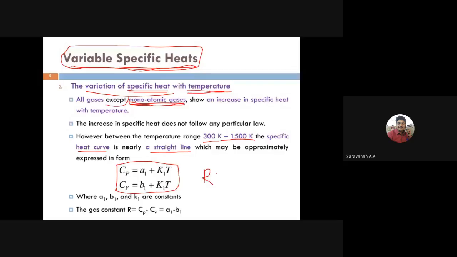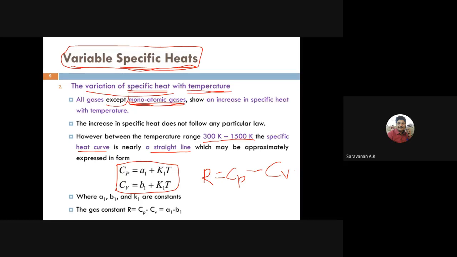by this equation, and the gas constant is Cp minus Cv, right? We already know this term from thermodynamics. The specific heat of any substance is the ratio of the heat required to raise the temperature of a unit mass of the substance through 1 degree Celsius. In gases the temperature can be raised in two ways, either at constant pressure or at constant volume, right?